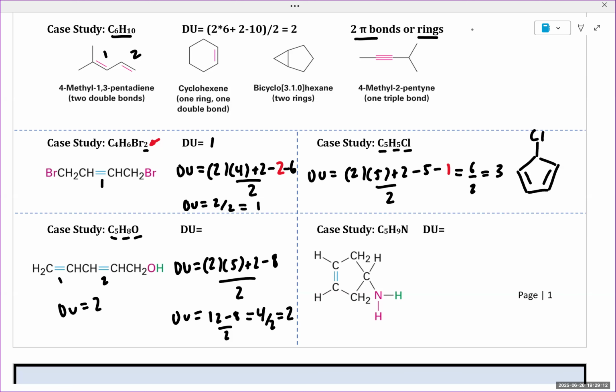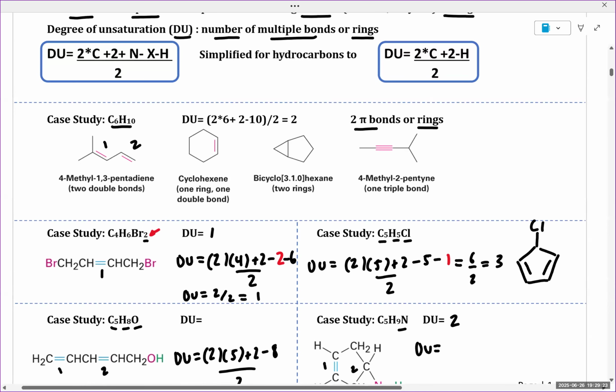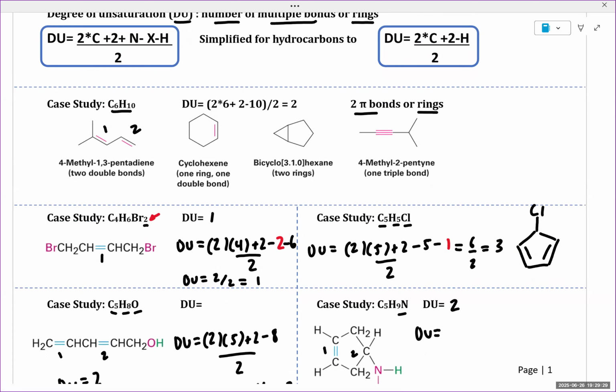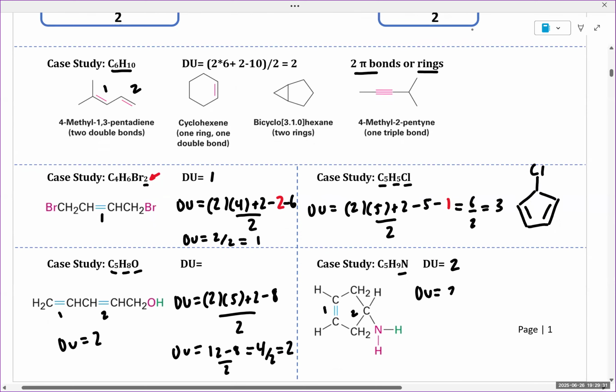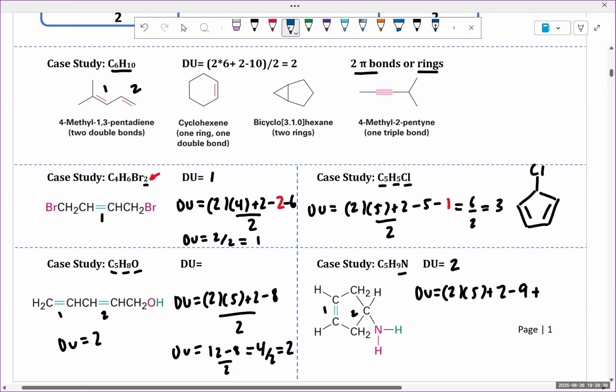Looking at this last example, this time involving nitrogen, here we have a pi bond and a ring, so we have a Du value of 2, but let's justify that with a calculation. Nitrogen is counted as plus the number of nitrogen atoms in the Du calculation, so let's account for that. So we have 2 times the number of carbons plus 2 minus the number of hydrogens plus the number of nitrogens. We have 1 nitrogen atom, so we add 1 to our total.